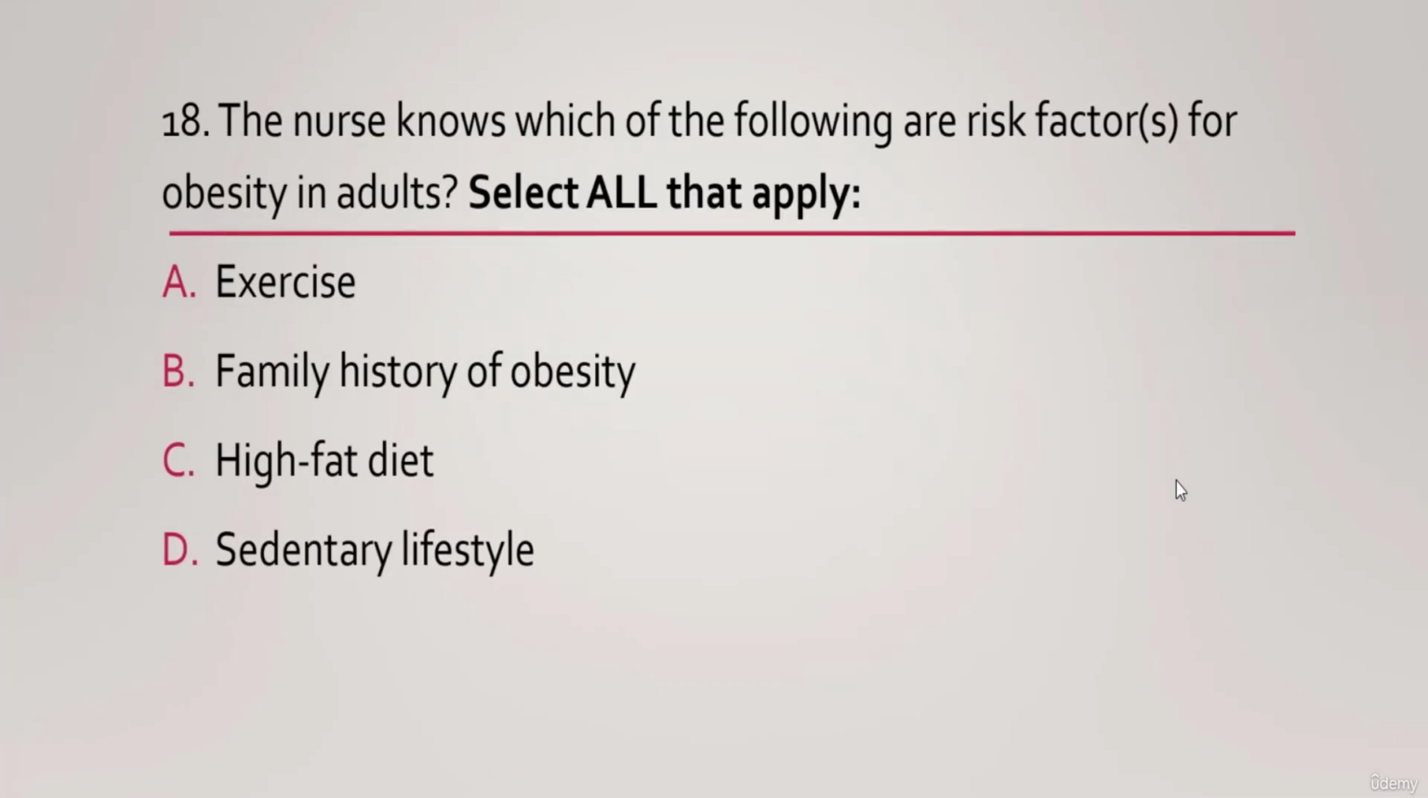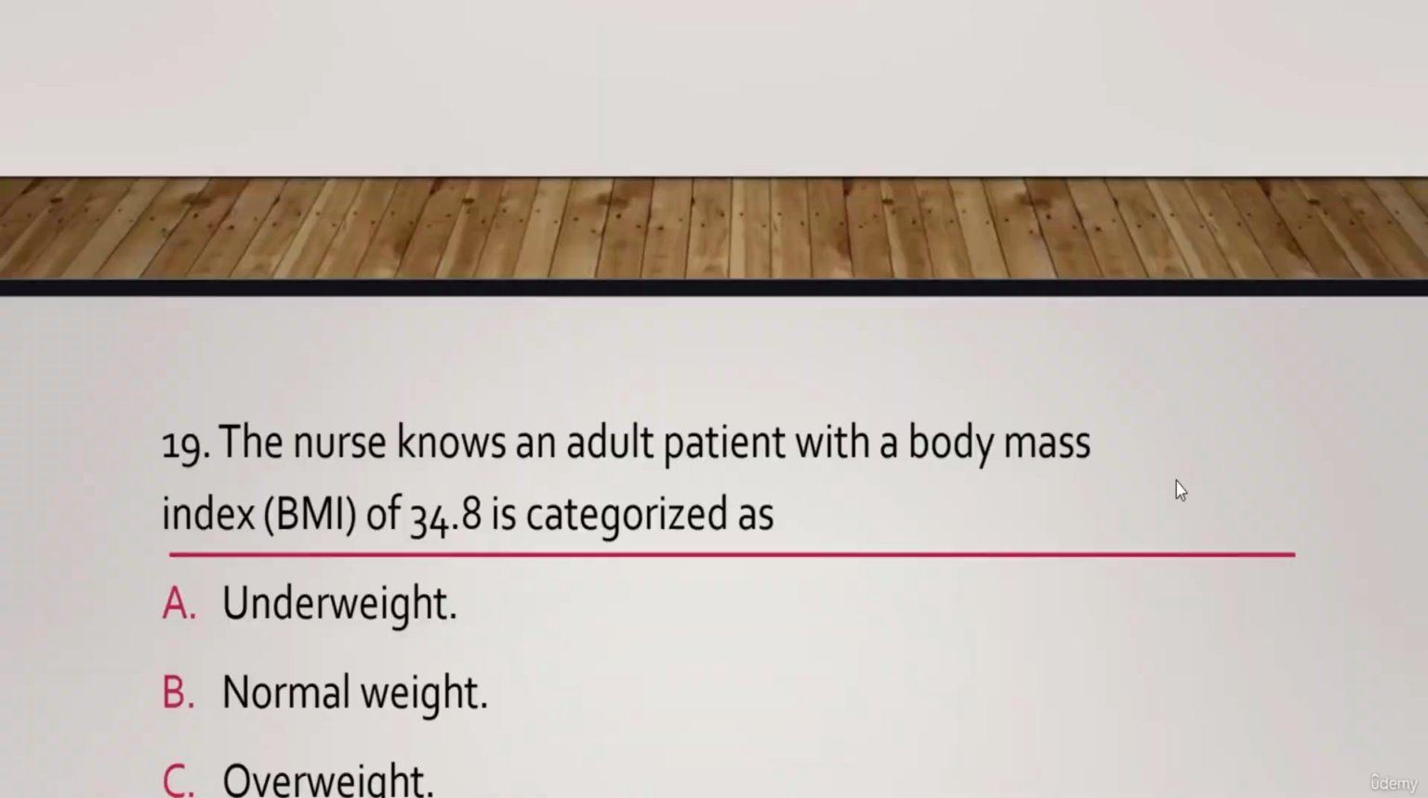Another question to wrap everything up. The nurse knows which of the following are risk factors for obesity in adults. Family history of obesity, high fat diet. Now, again, this is tricky, but I would not include this because it depends on what type of fat. If it's saturated fat, maybe, but if it's unsaturated fat, not. So the answers for sure here are B and D: sedentary lifestyle and family history of obesity.